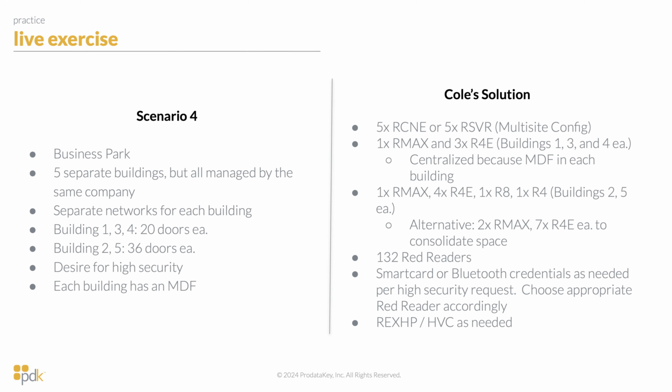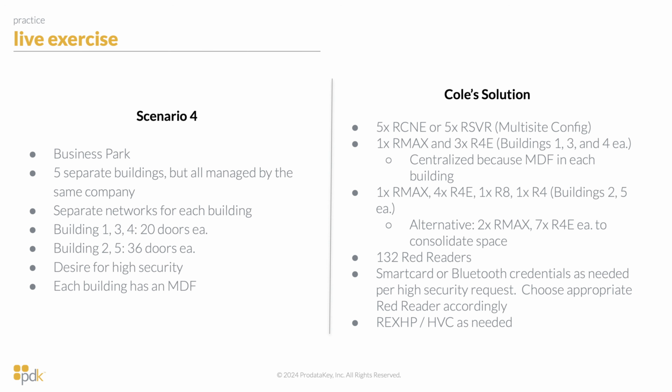1 R Max. We're going to have to fully cap these out because the Red Max again only goes up to 24, and we have 36 here. So 1 Red Max with 4 R4Es. So that gives us a fully spec'd out Red Max per building.